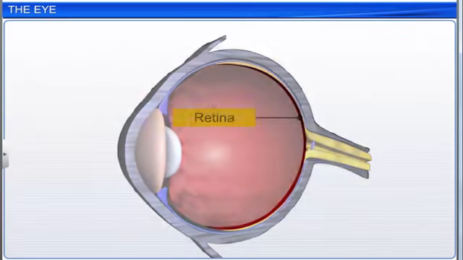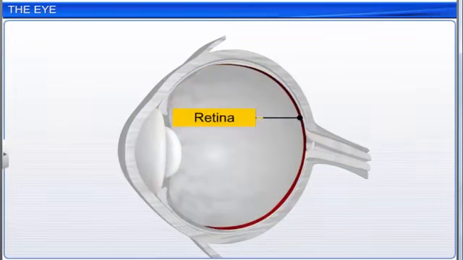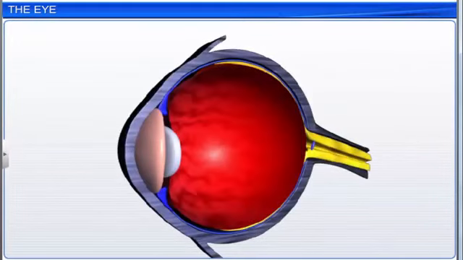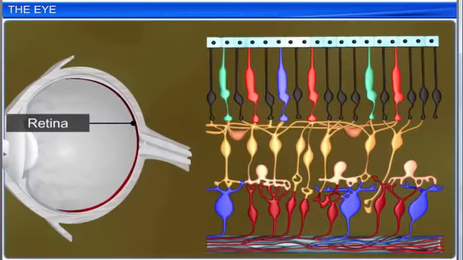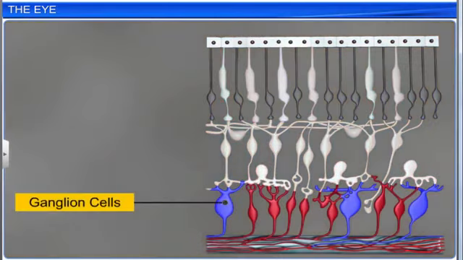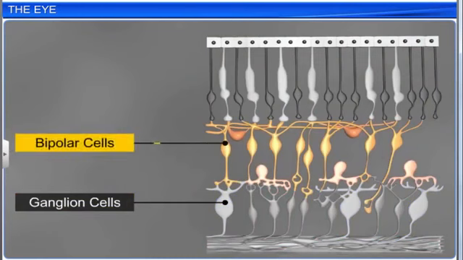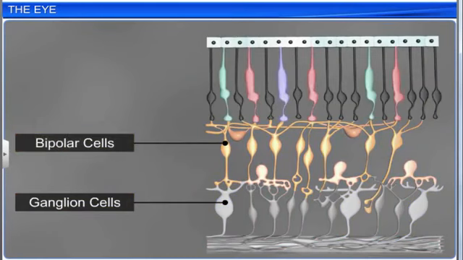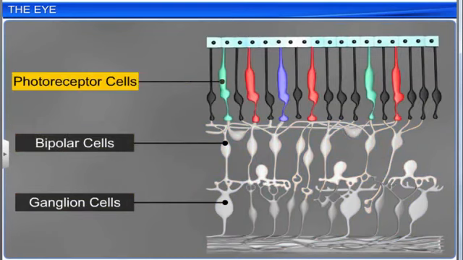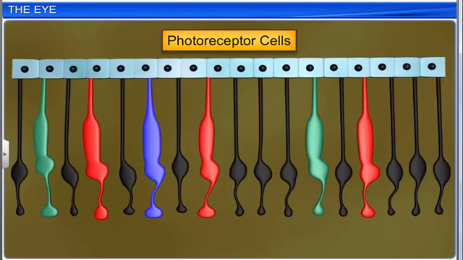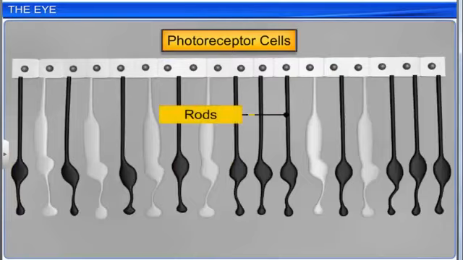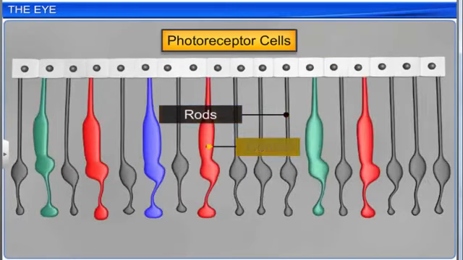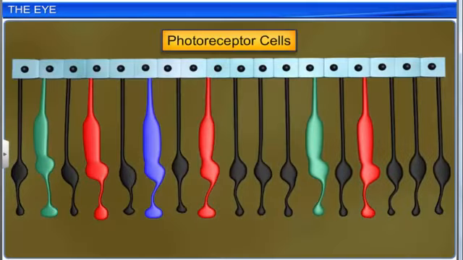The inner layer is the retina, which contains 3 layers of cells. The innermost layer is called ganglion cells. The middle layer is called bipolar cells, and the outermost layer is called photoreceptor cells. Photoreceptor cells are of 2 types, rods and cones. These cells contain photopigments.